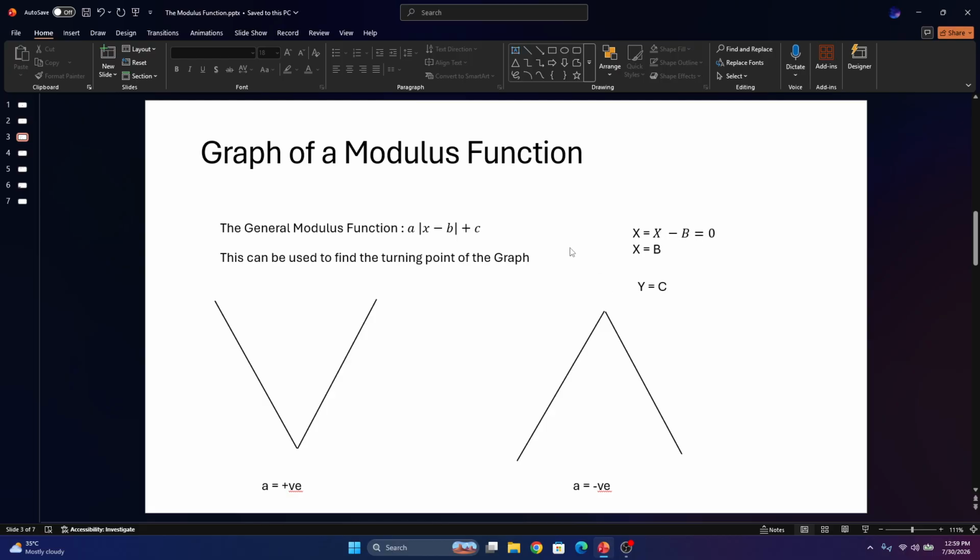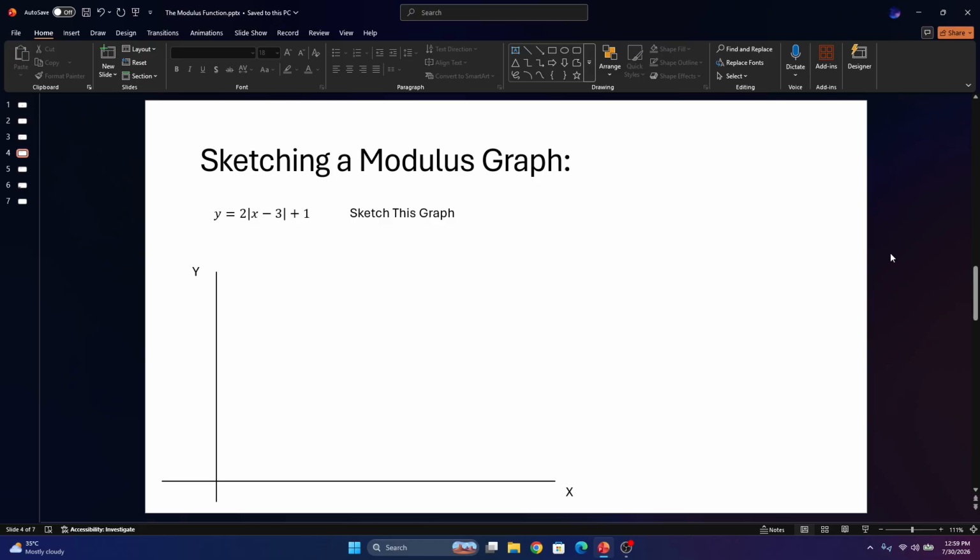And for the y coordinate of the turning point, we are just going to take the value of c right here, and we're going to use that as our y coordinate, just like in the vertex form of a quadratic equation. If this c is positive, you will take the c as positive and y as positive. However, if c is negative, you will have to take the negative value alongside, and y will be a negative value like this.